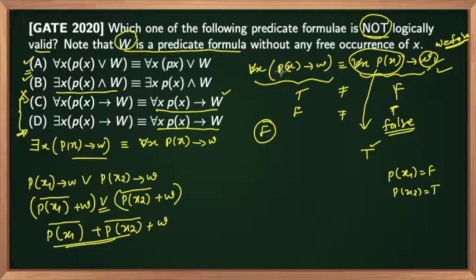Now if you see the left hand side, P of x1 that is false, false implies false is okay. Then P of x2 is true, true implies false, that is false, right? So on the left hand side I have false and on the right hand side I have true. So the choice C is wrong. You can even expand this P of x implies W. Whatever we tried for other choices, you can also follow that method to see that these two are not equal. Okay, so the answer is C.